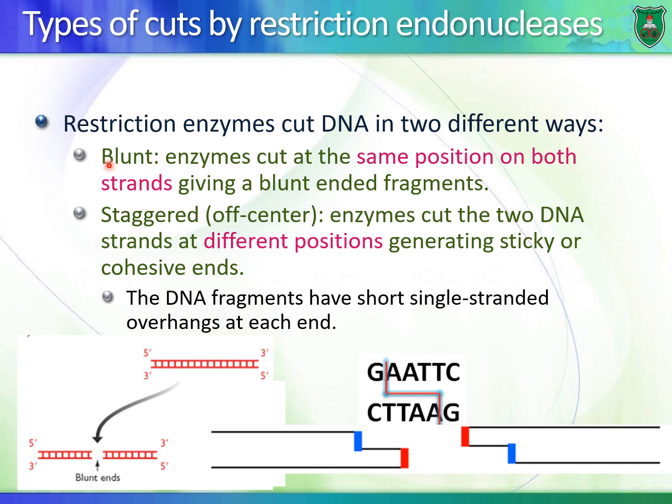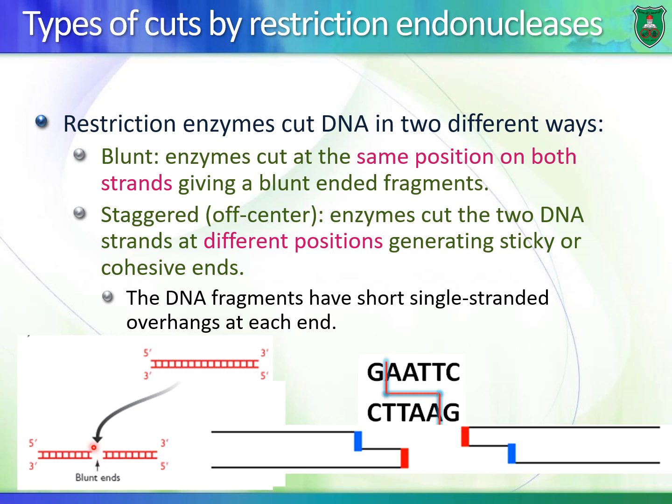The meaning of blunt is that it's sharp. It's a cut that goes straight from top to bottom. For example, you can have a cut that goes like a knife, a straight cut, resulting in blunt-ended fragments. That is, the ends are smooth.